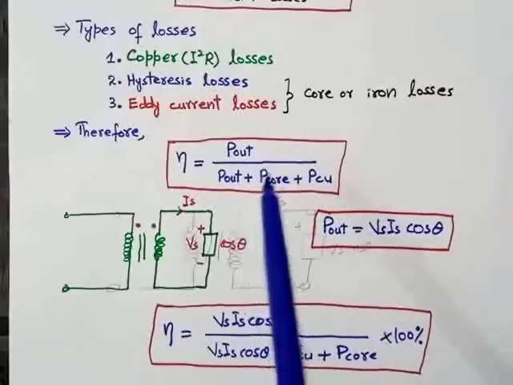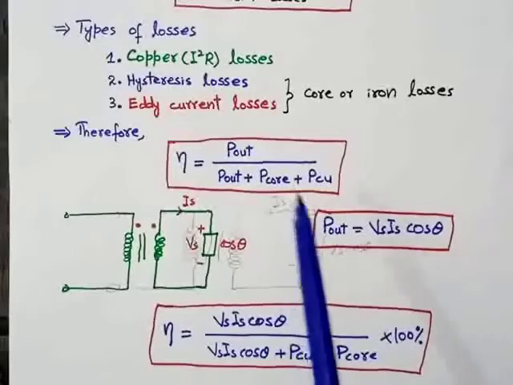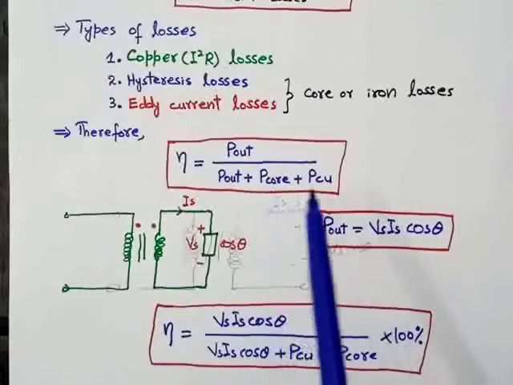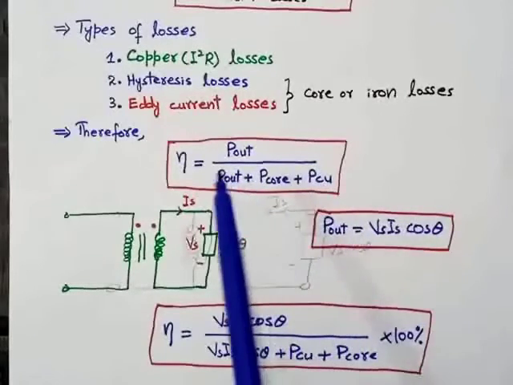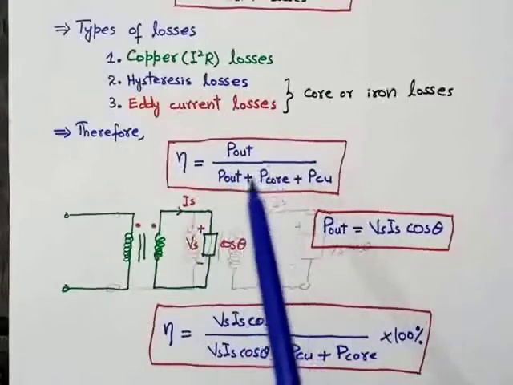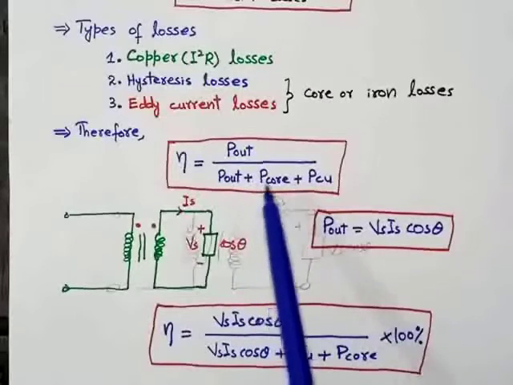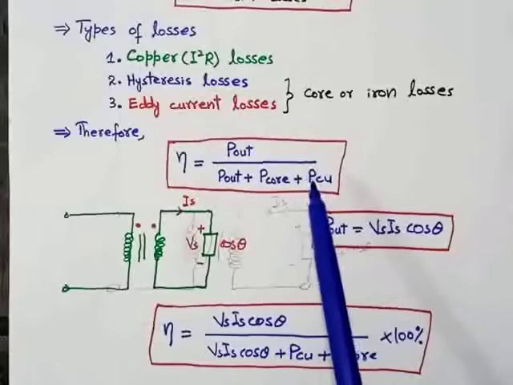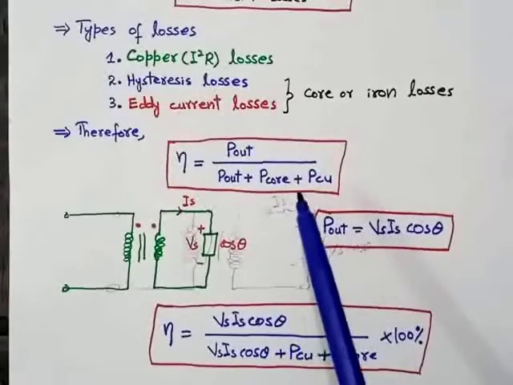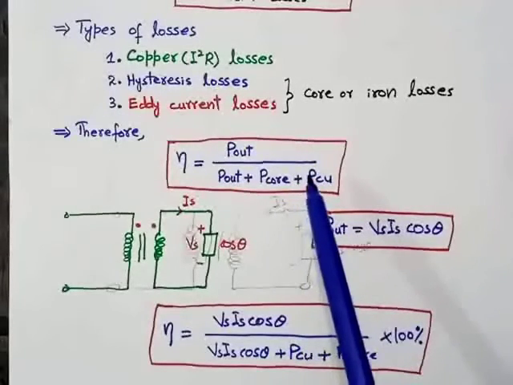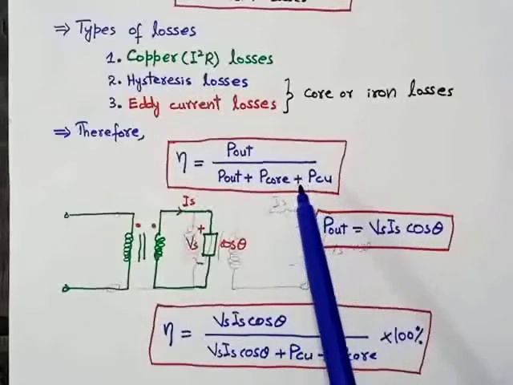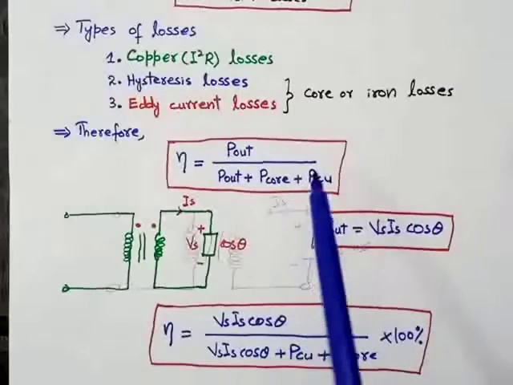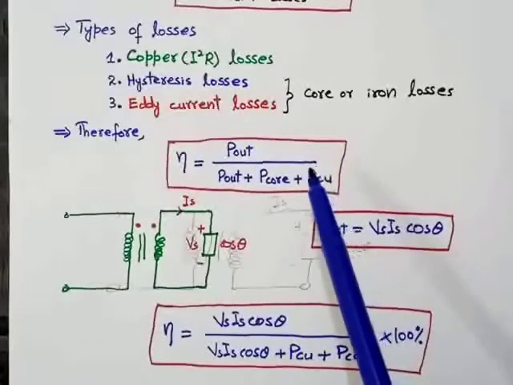We just put the value of losses, that is, losses in the transformer are core losses and copper losses. So therefore the formula of efficiency is now output power divided by output power plus losses, that is plus core losses plus copper losses. It means we can calculate the efficiency of the transformer if we calculate the copper and core losses of the transformer.